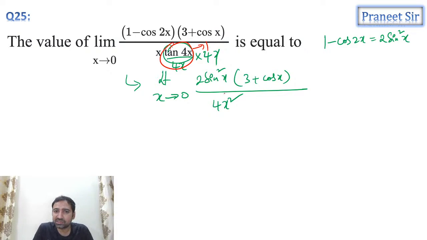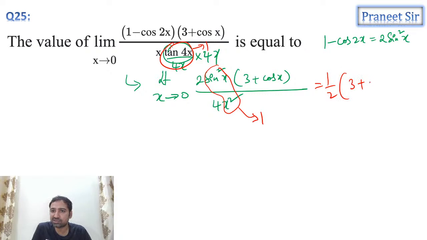Correct? So in that case, what we get is sine square x by x square. This part also is becoming 1. So the remaining part, you substitute the limit. 1 by 2 into 3 plus cos 0, which is 1. So finally we're getting 2. Yes, we're getting 2, guys. Correct.